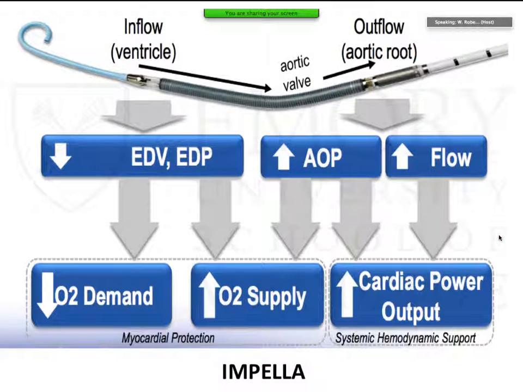The Impella device is what we're familiar with over here. It's a pigtail-like device that sits in the ventricle. There's an inflow cannula and a motor, and the blood is pumped from the left ventricle out into the aorta. It does cause reduction of end diastolic volumes and end diastolic pressures. Aortic pressure will increase and flow will increase. Oxygen demand in the left ventricle does decrease, and cardiac power output, I'll come to that in just a minute, actually gets better.